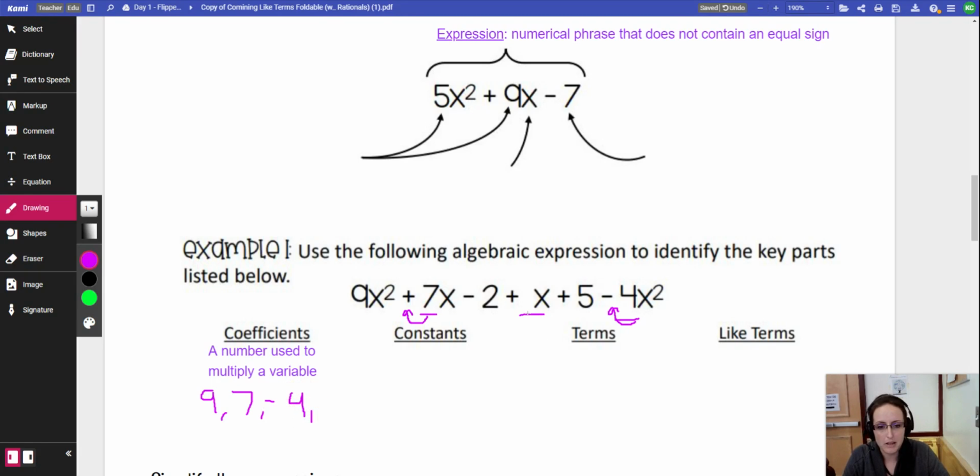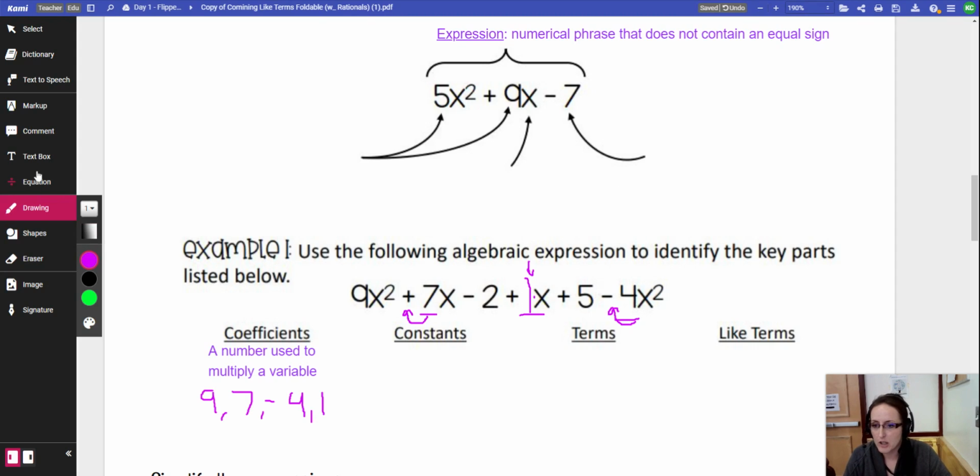Now I'm going to pop back here, right there. What's the only invisible number in math? The only invisible number in math is 1. So there's an invisible 1 times x here that you don't see, but you need to know is implied and is always existing. So 1 is our final coefficient.